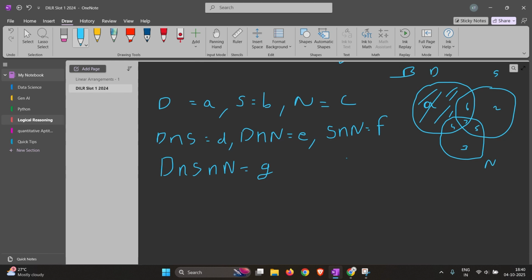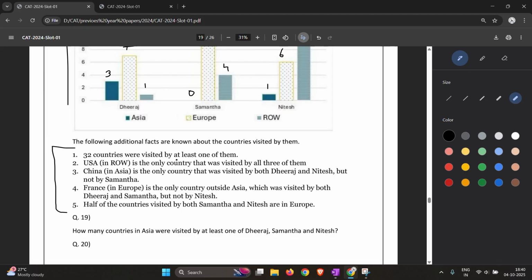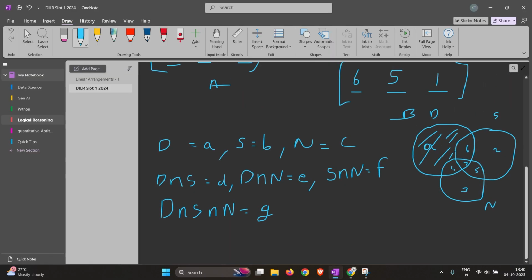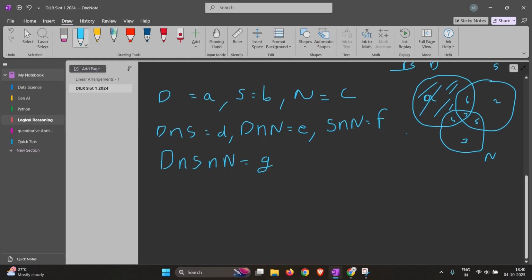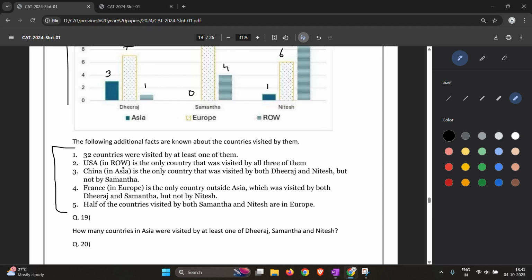Now let's see what information we have. 32 countries were visited by at least one of them. So 32 countries are there in total which were visited by at least one of them. So that means adding all of them, A plus B plus C plus D plus E plus F plus G equals 32. We got an equation for ourselves. USA in the rest of the world is the only country that was visited by all 3 of them.